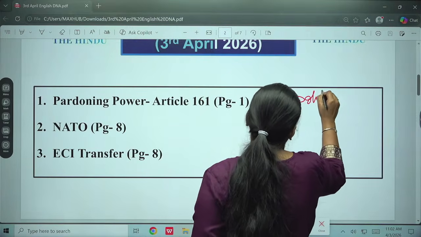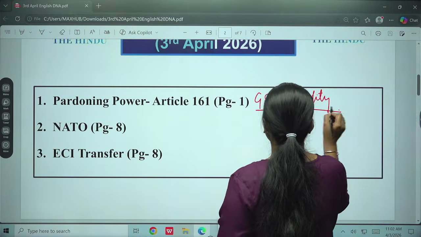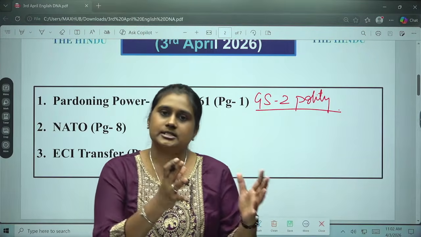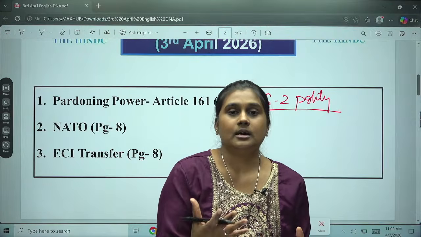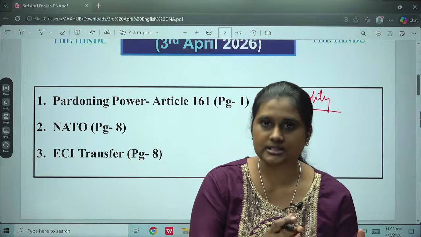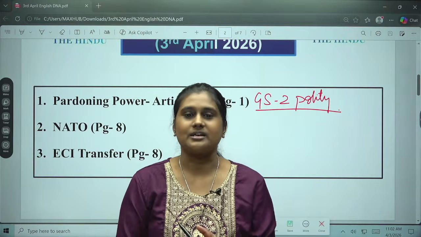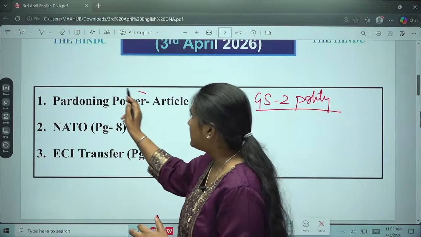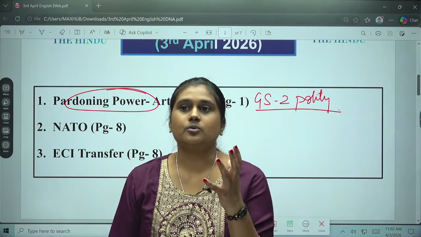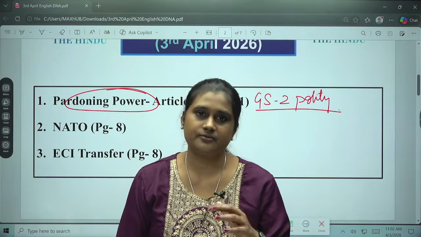Okay, so first we are going to understand what pardoning power is and its types, and also how we are going to compare and study it with the president. Because the president and governor both have the pardoning power. So we are just going to see what powers are the same and what things are different for both of them.